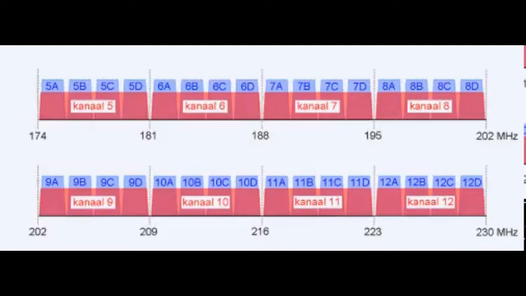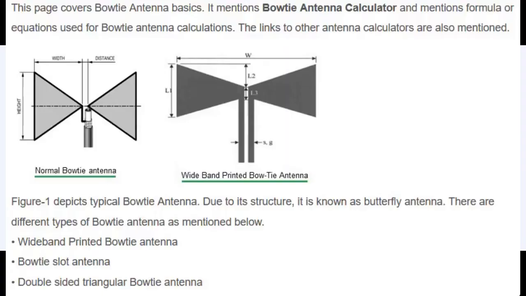A friend of mine wanted an antenna that is more broadband for DAB plus reception, at about 230 megahertz. So a dipole is not sufficient, and we're looking for some other antenna. In this case I was thinking about a bow tie antenna. Several websites can be found on the internet with a calculator in it.